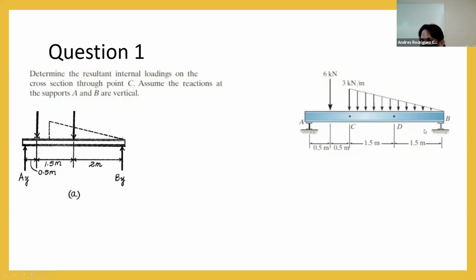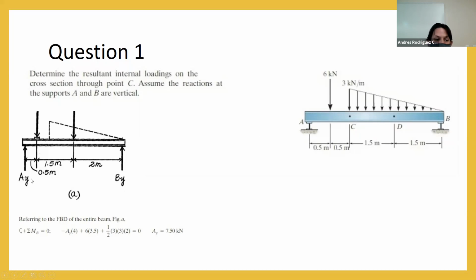The first step is to do a summation of moments here, which for statics is going to be equal to 0. Everything has to be in equilibrium. That's one of the first principles of statics. Everything is in equilibrium, so we have the summation of moments in B equal to 0.